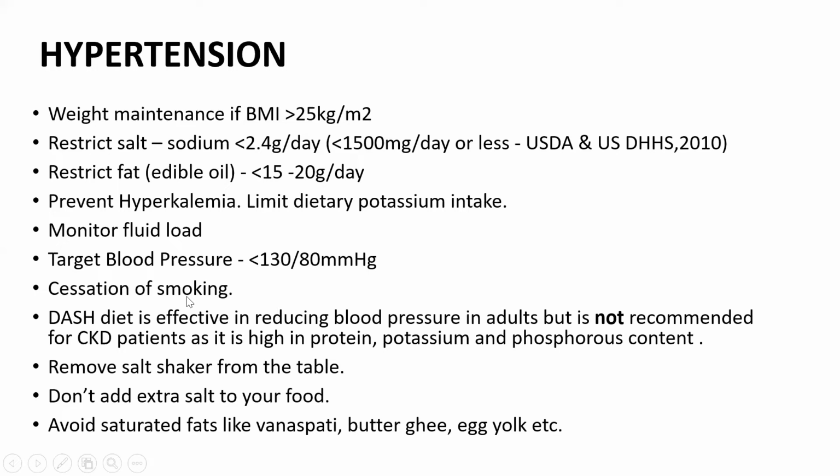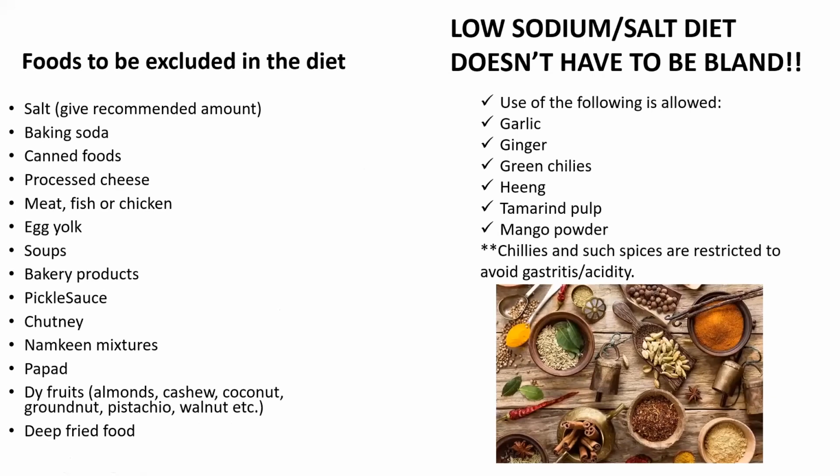Cessation of smoking. DASH diet is effective in reducing the blood pressure in adults, but it is not recommended for CKD patients, as it is high in protein, potassium, and phosphorus content. There are some tips for hypertension, like remove salt shaker from the table. Don't add extra salt to your food. Avoid saturated fats like vanaspati, ghee, egg yolk, etc.